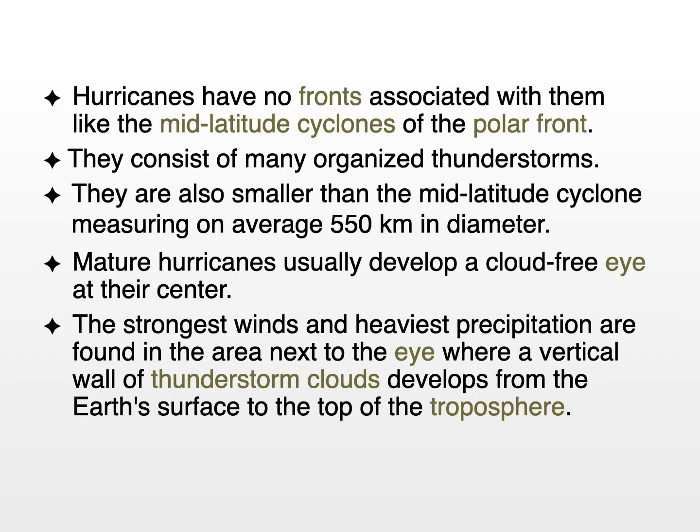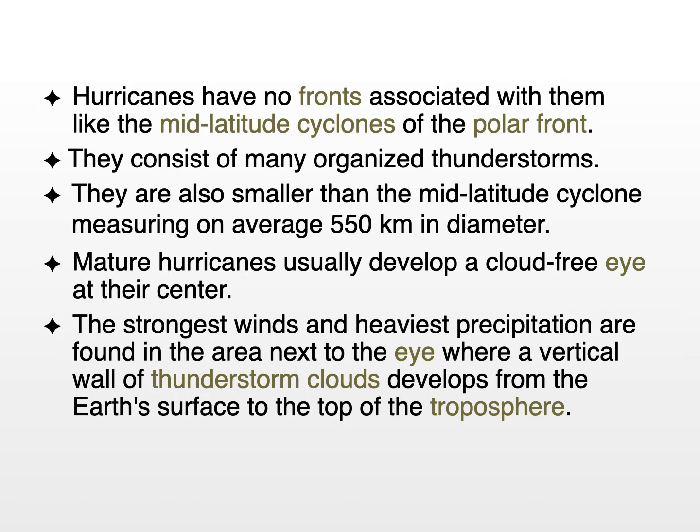They are also much smaller than a mid-latitude cyclone, about half the size or a third of the size, with an average diameter of about 550 kilometers. And they usually have a cloud-free eye. The eye becomes more prevalent as the storm is building in intensity. When the storm starts dying, the eye fills in.